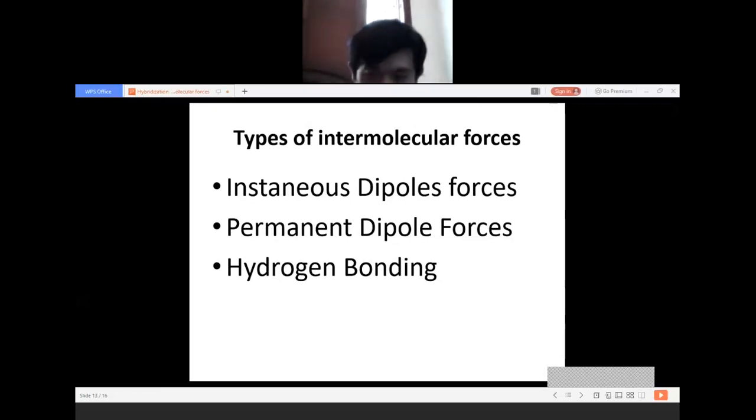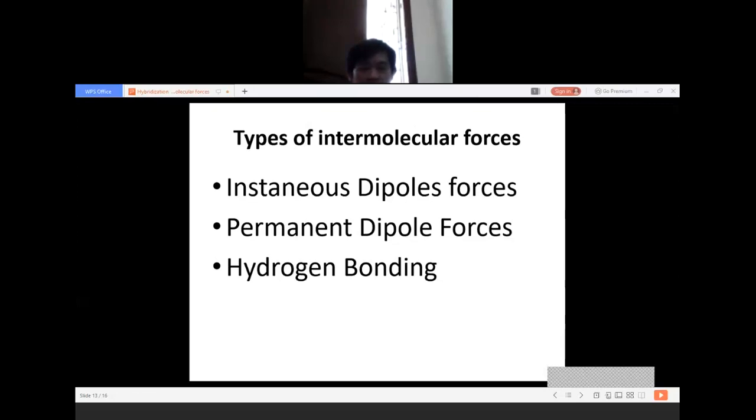before I continue with the concept of instantaneous dipole, what is the meaning of dipole to you? Let me ask Bhavia. It means that it has a positive and a negative pole. Yeah, it has positive and negative pole. So it is in one molecule. Imagine one molecule. There is a left end and a right end.